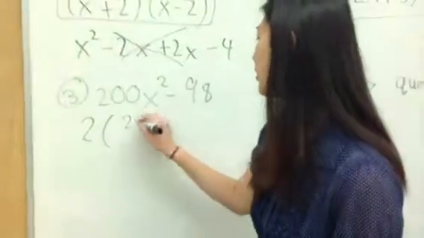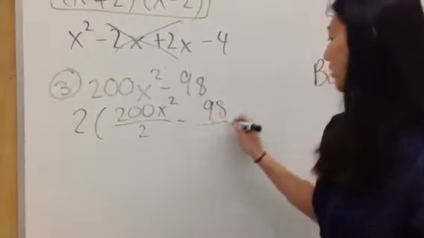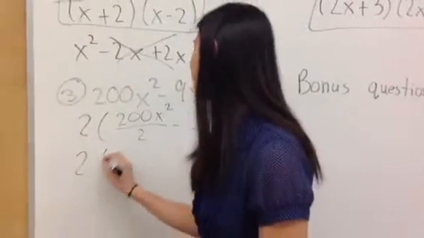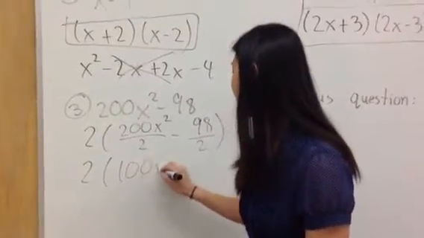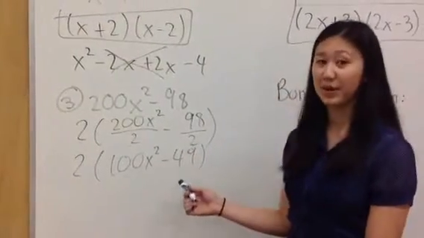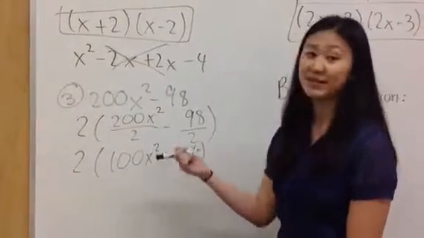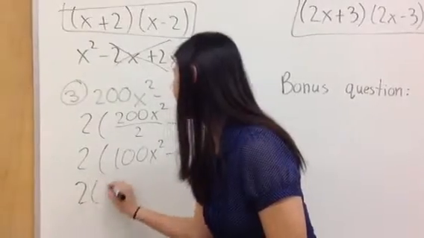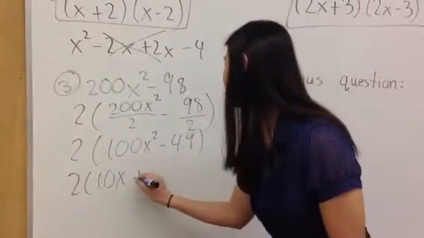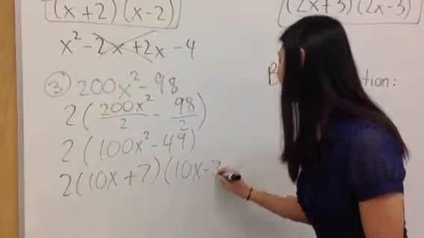That's going to be 200x squared over 2 minus 98 over 2. And now we're reducing again, if you remember. So it's going to be 2, and now we have 100x squared minus 49. Now both of these are perfect squares. So I can take the square root of 100x squared, that gives me 10x. And I can take the square root of 49, that gives me 7. So that's going to be 10x plus 7, and then 10x minus 7.